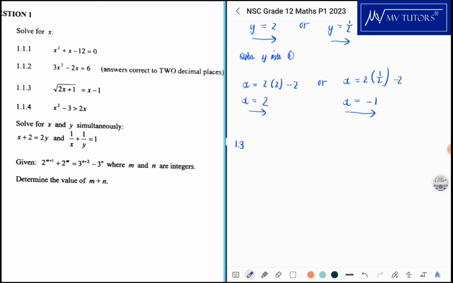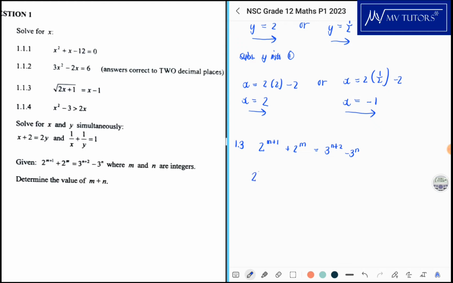So now we have this sum given: 2 to the power m plus 1 plus 2 to the power m is equal to 3 to the power n plus 2 minus 3 to the power n, where m and n are integers, and we need to figure out the value of m plus n. So we need to figure out the value of m and the value of n, and once we have that, we can add it.